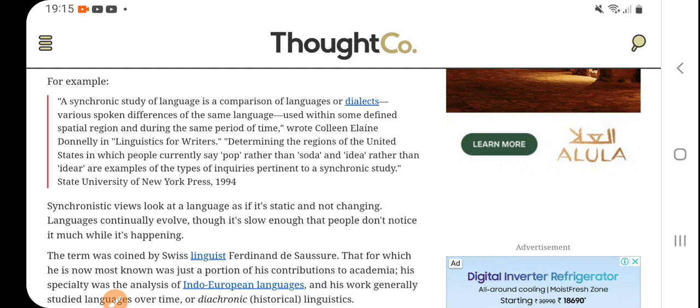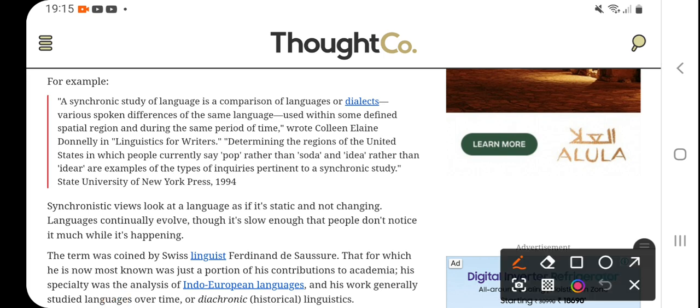Okay, now what is an example? A synchronic study of language is a comparison of languages or dialects, various spoken differences of the same language, used within some defined special region and during the same period of time, wrote Colleen Elaine in Linguistics for Writers, right? This is the name of the book.